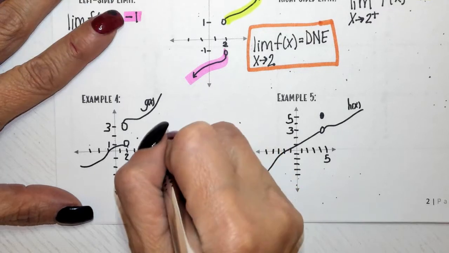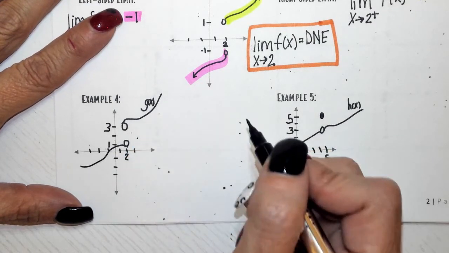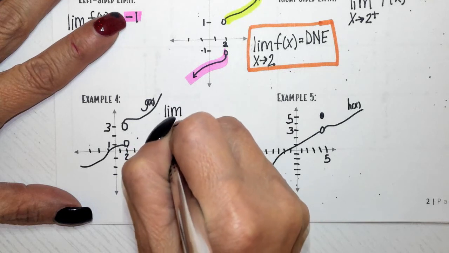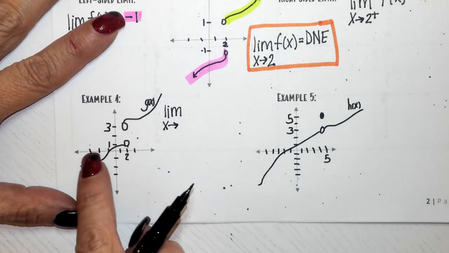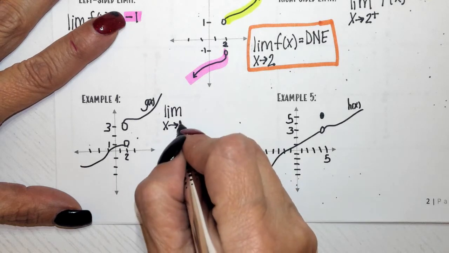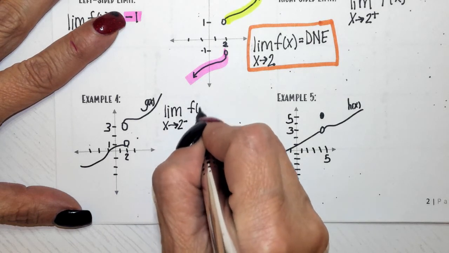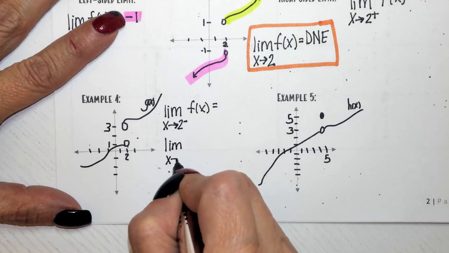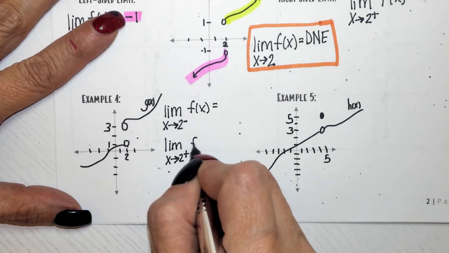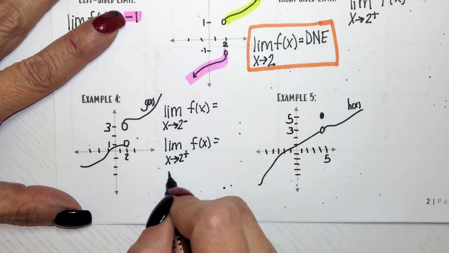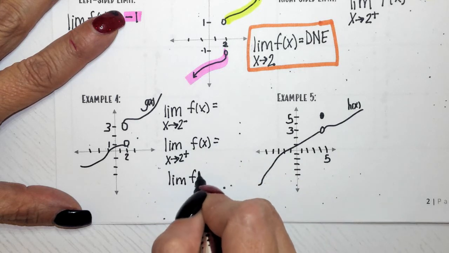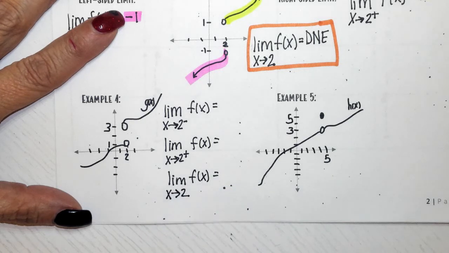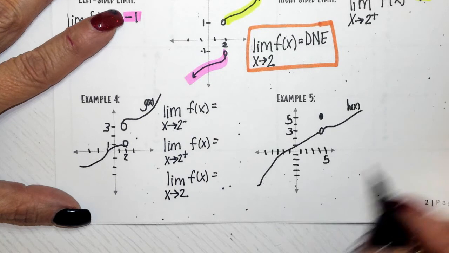So we're going to write this, the limit. We're going to write it all 3 ways. So we're going to write the limit as x approaches 2 from the left of f of x. And then we're going to do the limit as x approaches 2 from the right of f of x. And then we're going to do the limit of f of x as x approaches 2. And we're going to do the same thing on this one over here.